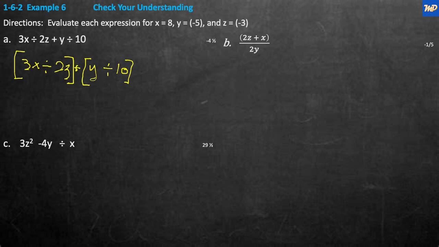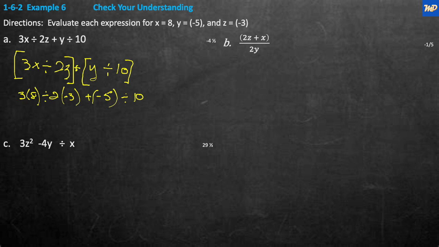3x is equal to what? So 3x is equal to 8. So 3 times 8 divided by 2 times, and z is negative 3. Negative 3 plus y, which is negative 5. I'm going to put a parenthesis around that so you don't get confused with that. Plus negative 5, and it's divided by 10. So now we'll keep working across, right?